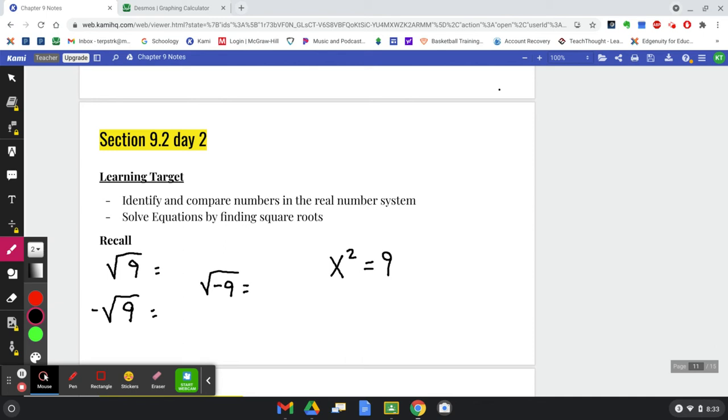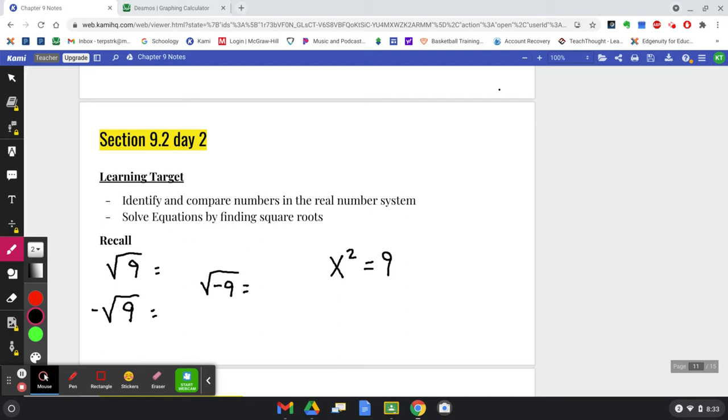All right, today we're going to get into the second half of 9.2. If you remember the first part, we looked at the real number system and introduced irrational numbers and the concept of real numbers. Our learning target today: we identified real numbers in 9.1, and we're going to compare them today in the second half of 9.2. And then we're also going to solve equations using square roots.